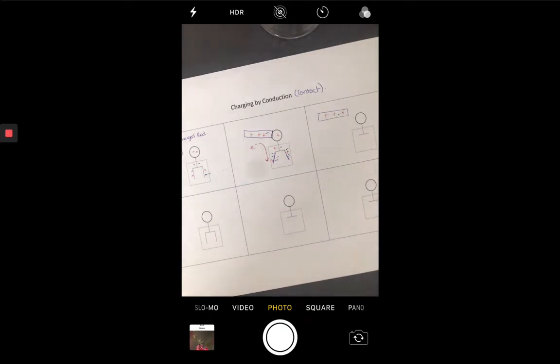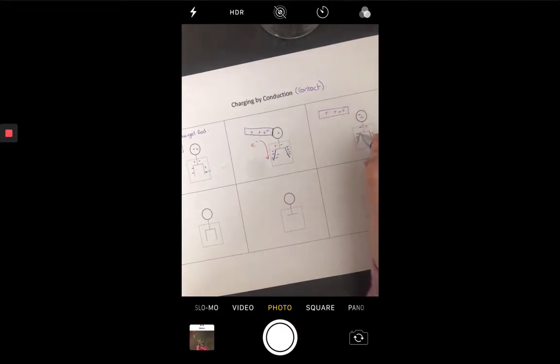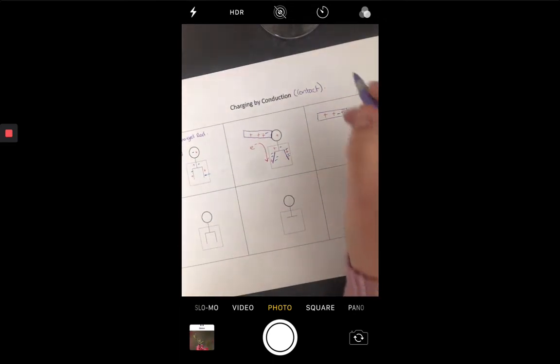And my electroscope is actually left with a lot more negative charges than it started with. Because of all those extra negative charges now, our leaves still continue to repel, and we have a negatively charged electroscope.